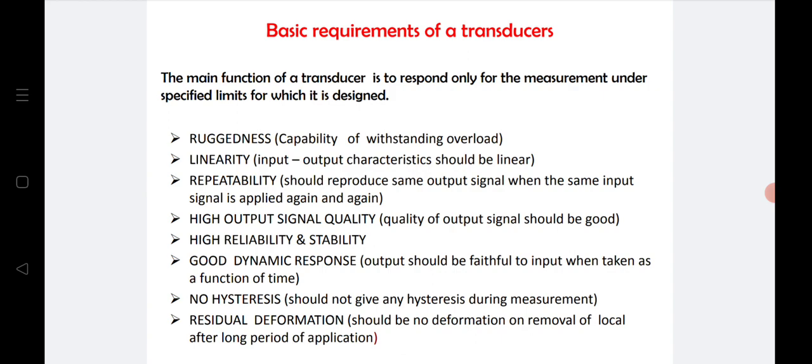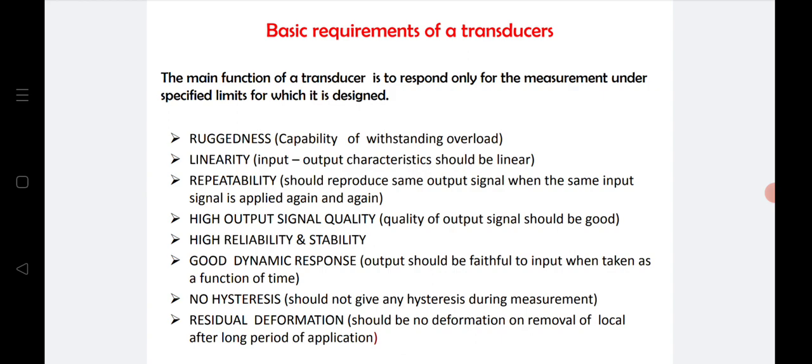So what is the first one? Ruggedness. Ruggedness is the capability of withstanding overload. How much is its capability to withstand overload. Next one is linearity. Linearity means your input and output characteristics should be linear. As the input changes, output should also vary accordingly. Input versus output: as the input changes, output should also change in the same way. Then it is known as linear.